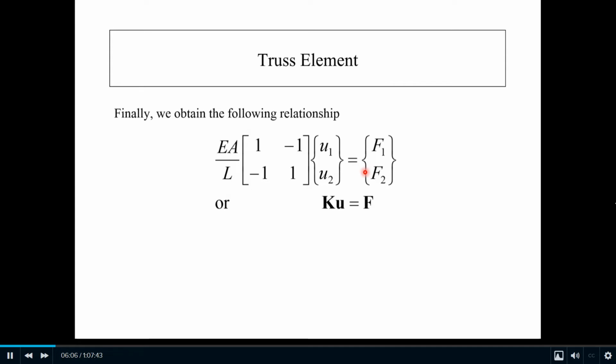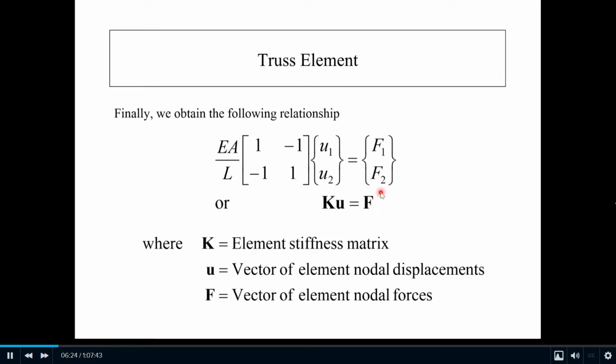We can define the whole thing here as K, which is the element stiffness matrix, U is the nodal displacement vector, and this is, of course, the nodal force vector. So this is what we have. Basically, this is the element equation for a truss element, and you can apply this to solve 1D problems that involve truss elements.